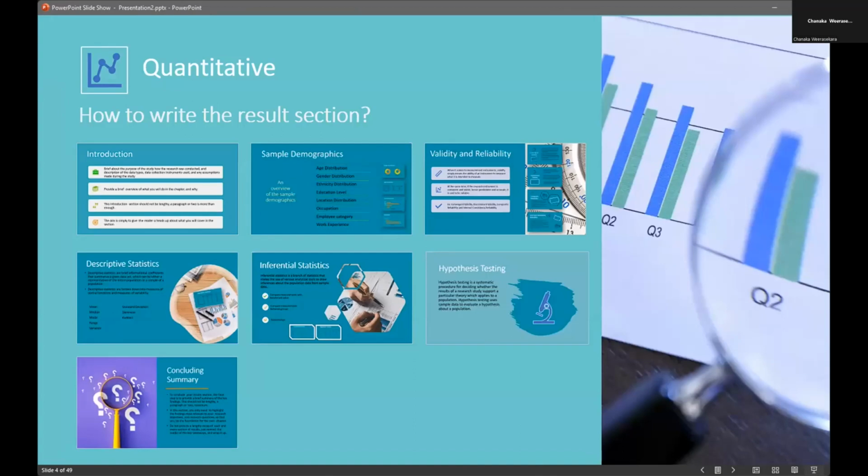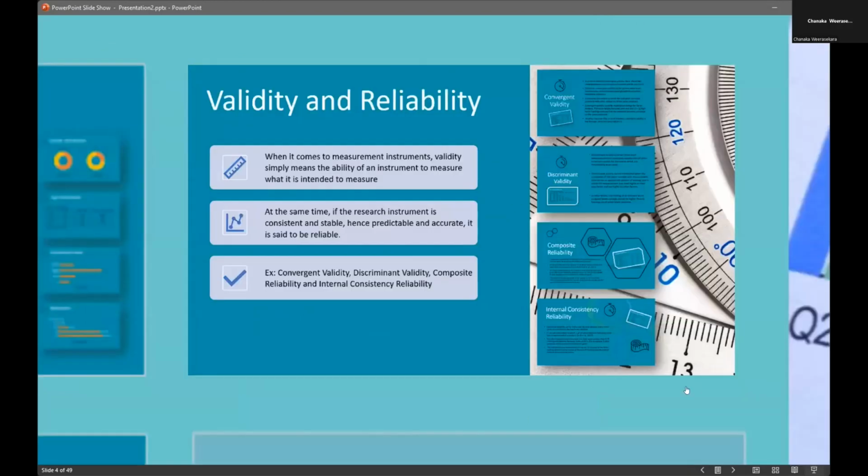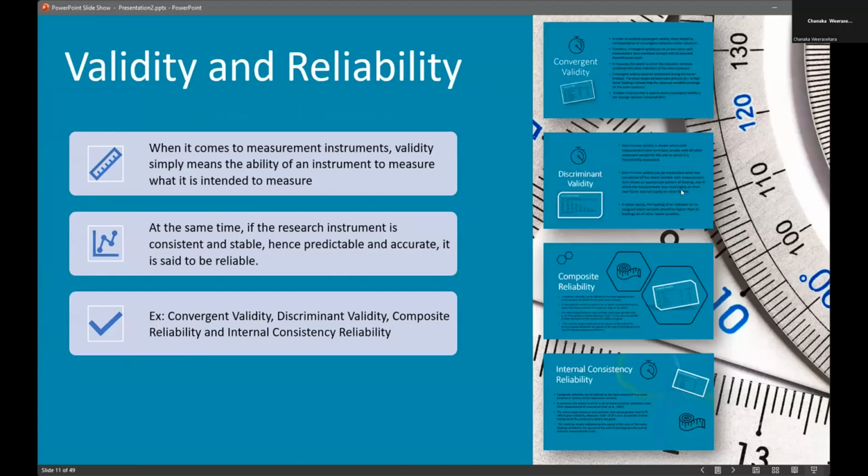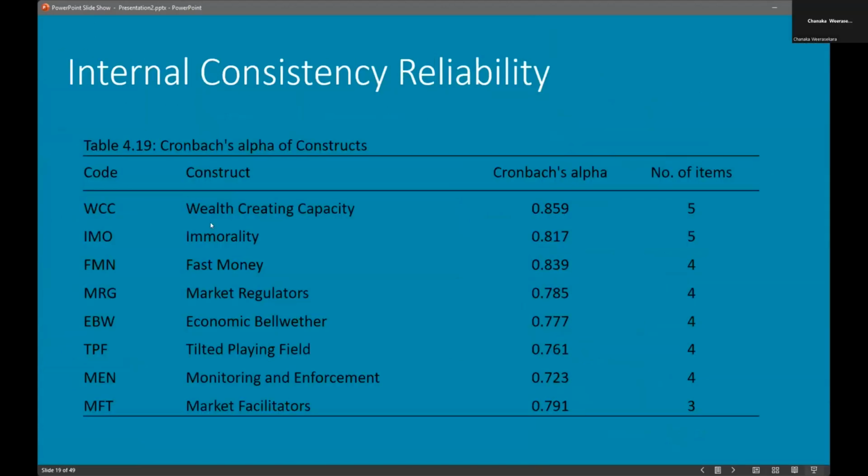No. Why we do a factor analysis is basically to see whether all the questions are moving towards each other. Just take the same example that I have presented here. Under internal consistency, reliability, I have given several constructs. The first one is wealth creating capacity, that is the variable. The Cronbach alpha value is 0.859. That means that there is an internal consistency, reliability.